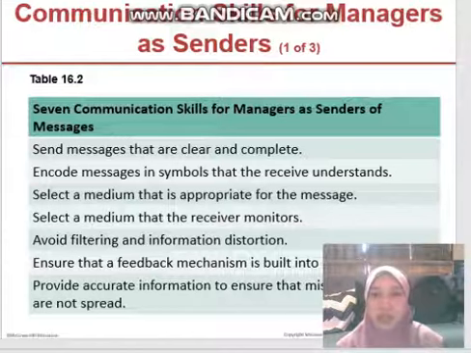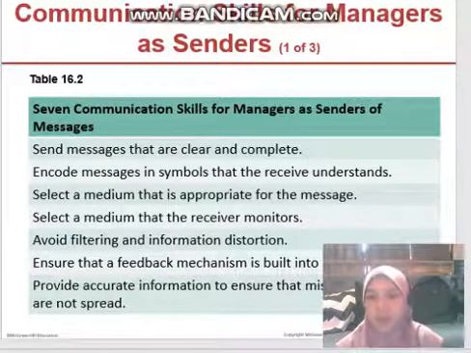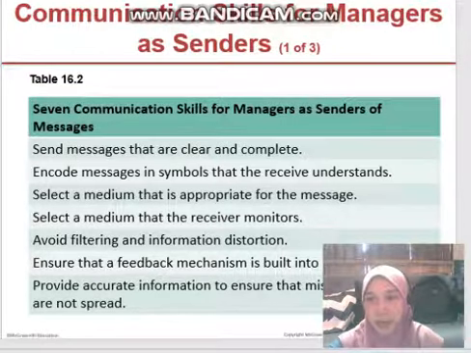Then the manager needs to select a medium that the receiver monitors. The manager also needs to avoid filtering and information distortion. Then the manager needs to ensure that a feedback mechanism is built into the message. And the last one, the manager needs to provide accurate information to ensure that misleading rumors are not spread.